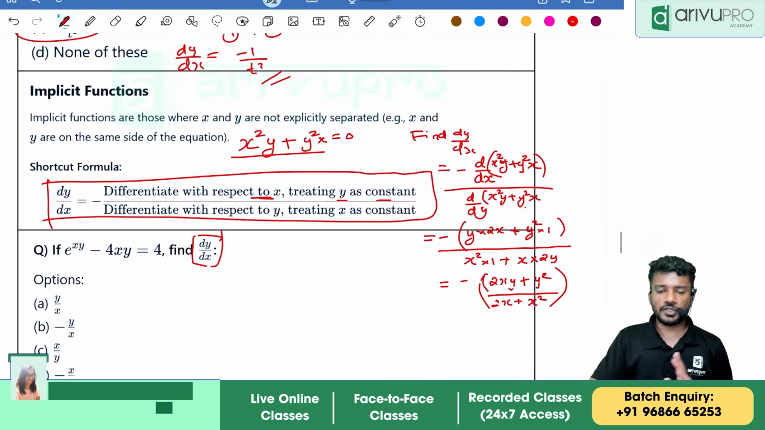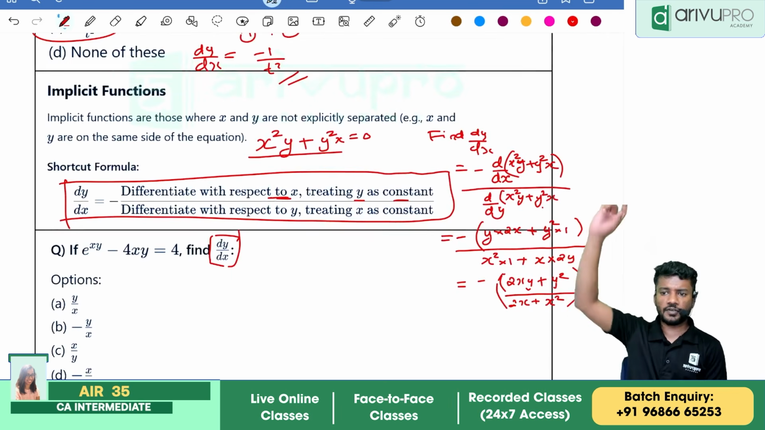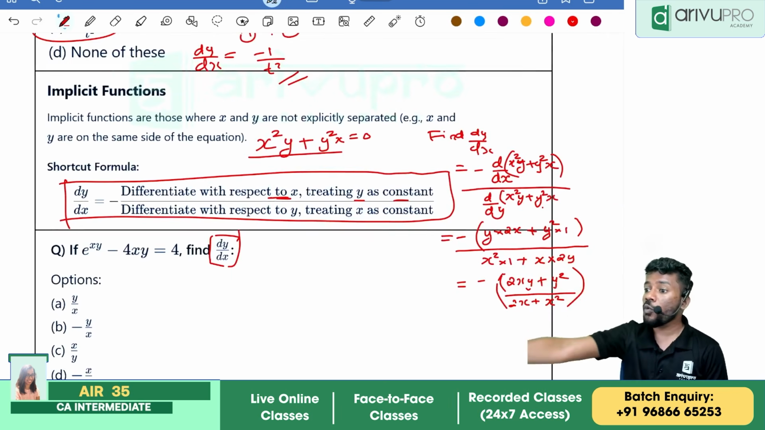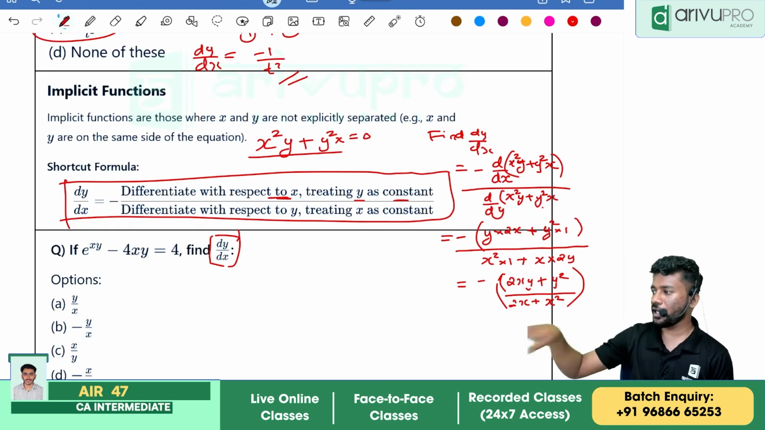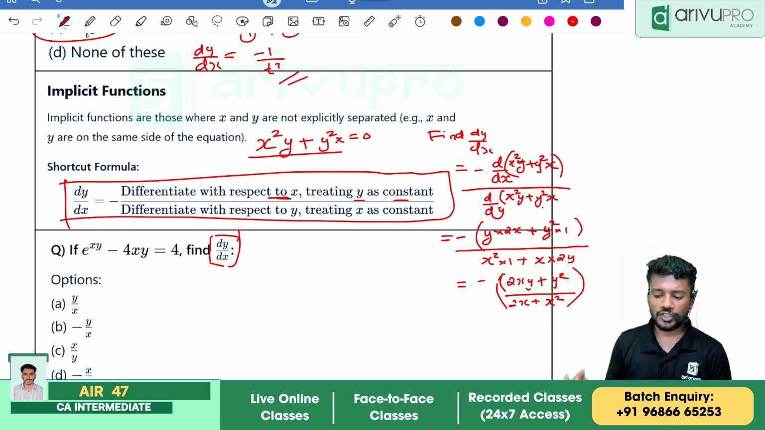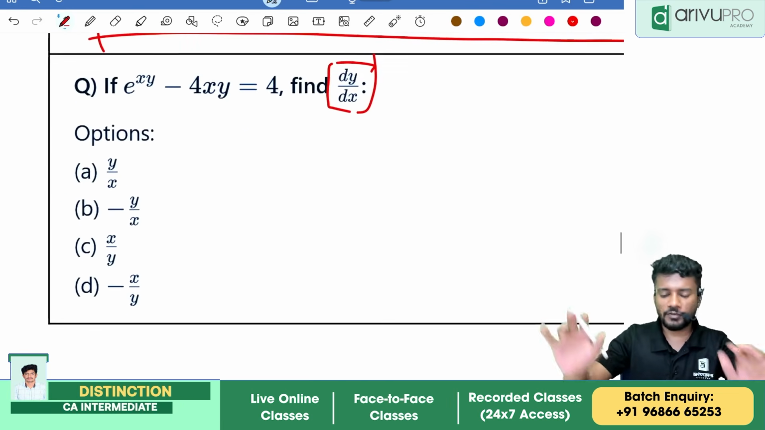People, did you understand? So what is happening? In the numerator, we are taking derivative with respect to x, taking what as a constant? Y as a constant, divided by derivative with respect to y, taking who as a constant? X as a constant, and minus sign should always be there. Now look at this question, previous equation.